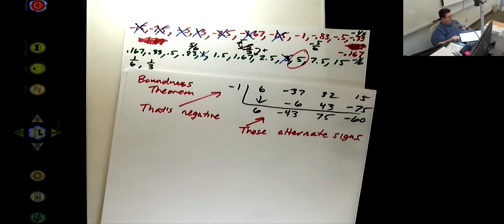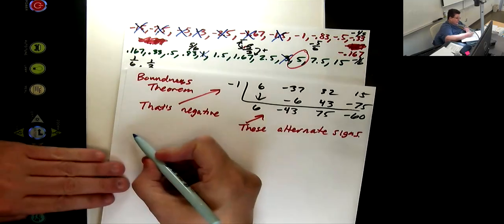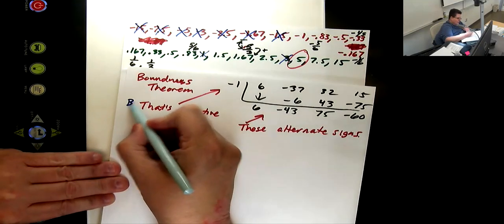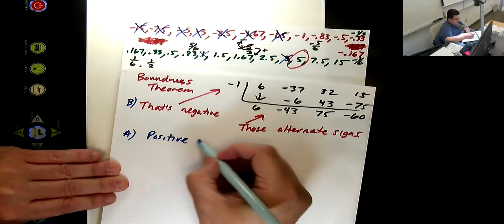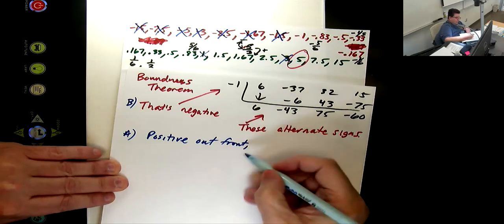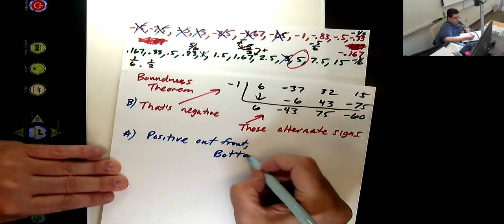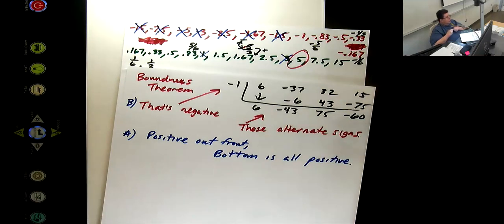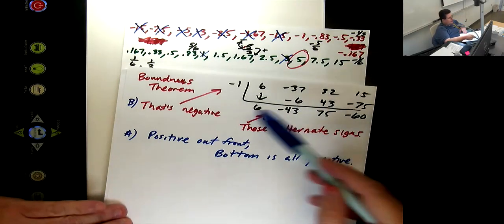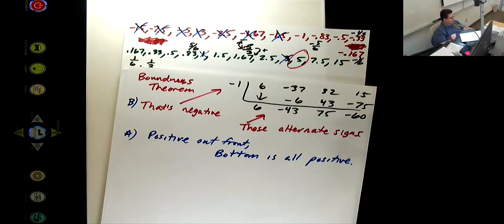Is that always the case for the boundness theorem? Can the number outside be positive or negative? The positive version of the boundness theorem is this. This is like the B version; the A version is the positive version. If it's a positive out front and the bottom is all positive, then nothing is bigger, which makes sense because when you multiply it, you just keep adding bigger numbers. There's no way to go negative.